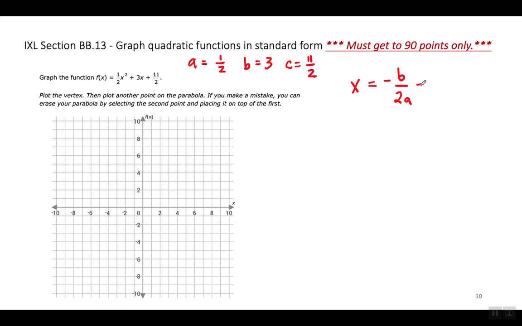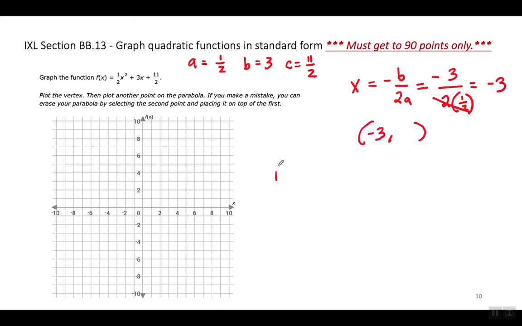Anyways, when I substitute the values into this formula for the axis of symmetry, I'm going to have negative 3 over 2 times 1/2. Here the fraction is going to cancel out because 2 times 1/2, these 2's cancel out and it ends up giving you negative 3 over 1, which is negative 3. So the x coordinate of the vertex is negative 3.